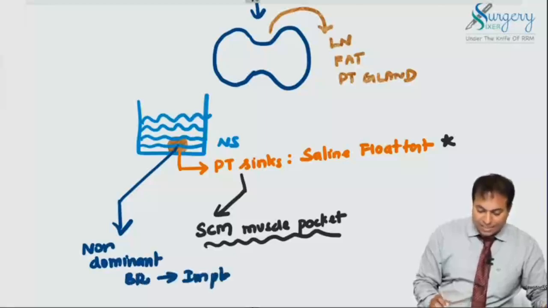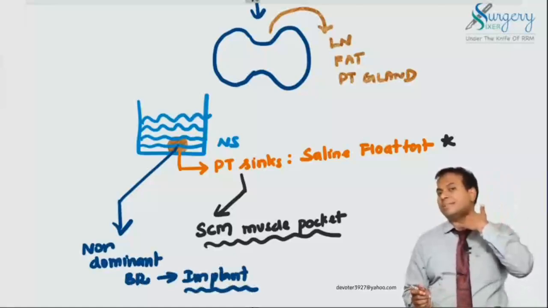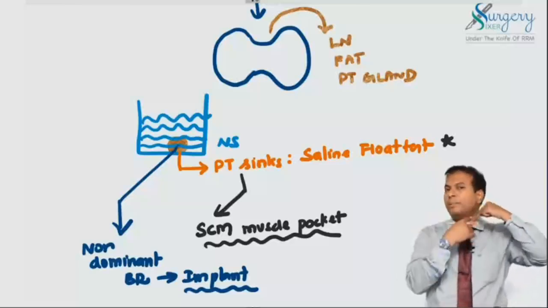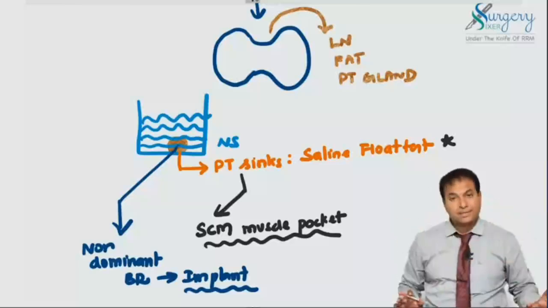If surgery is going on, we can keep it in the sternocleidomastoid muscle. If the patient is shifted to the ward, in the non-dominant hand brachioradialis, I will keep it. So don't get confused with this. Because if surgery is still going on, it is easy, I can keep it in the sternocleidomastoid. If the patient is shifted to the ward, I will keep it in the brachioradialis. So this is one important point I want you to remember.